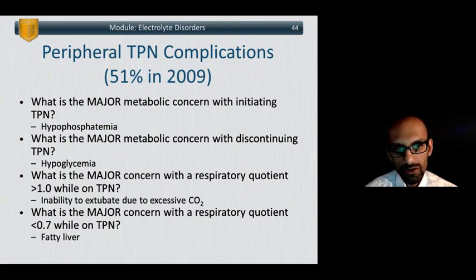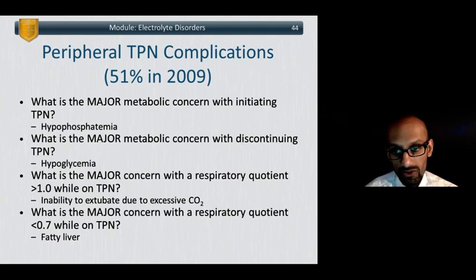Major metabolic concern with initiating TPN is hypophosphatemia. The reason for that is because these patients have typically been NPO, they haven't had a lot of nutritional support, and so they're hungry for the formation of ATP. So the second you give them TPN, you give them enough nutritional support that they start leaching phosphate from wherever they can to form ATP, and they end up becoming hypophosphatemic.